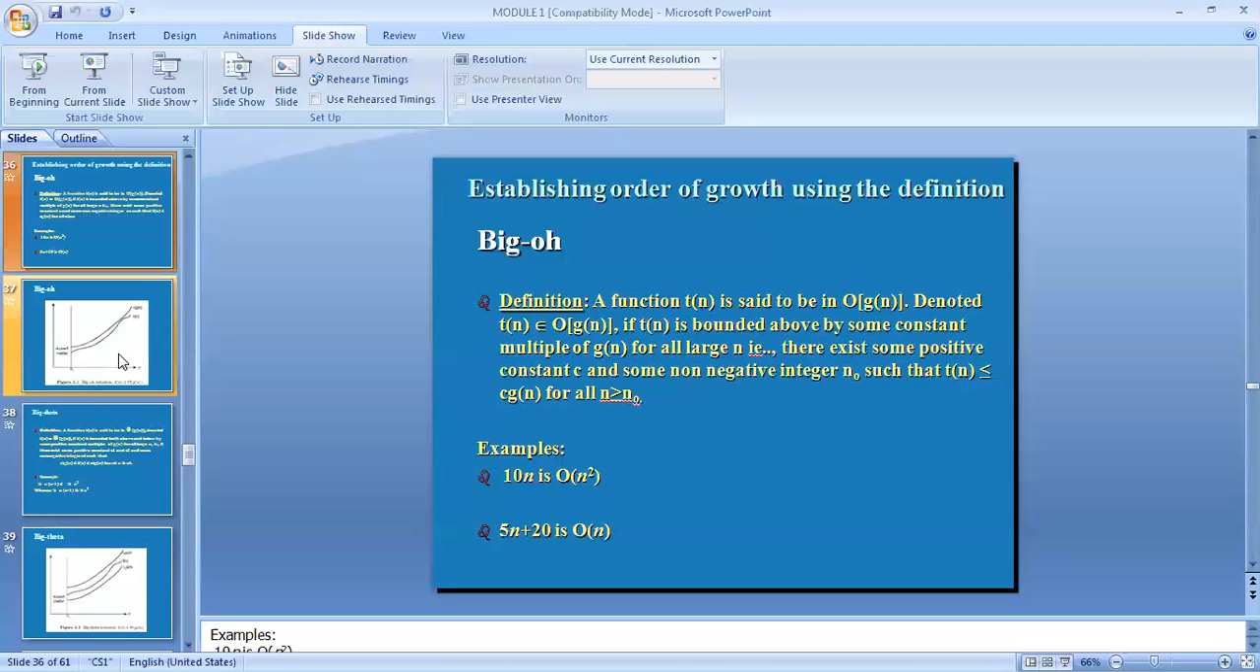Say, for example, 10n is big O of n squared, 5n plus 20 is big O of n. So if you say 5n plus 20, we are multiplying 5 with n and adding 20. So some constant multiplication and addition happens. That value is neglected and we write it as big O of n.